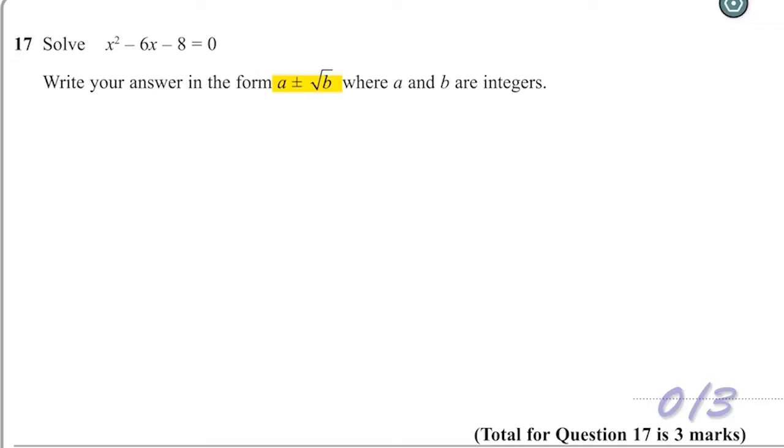There are a couple of ways to do this. If your answer is going to be a surd, you're not going to be able to factorize it. It's going to be a bit of a mess. So, two ways of doing it. You could use the quadratic formula, or you can complete the square. I'll show you both. First, I'll just go through the quadratic formula really quickly.